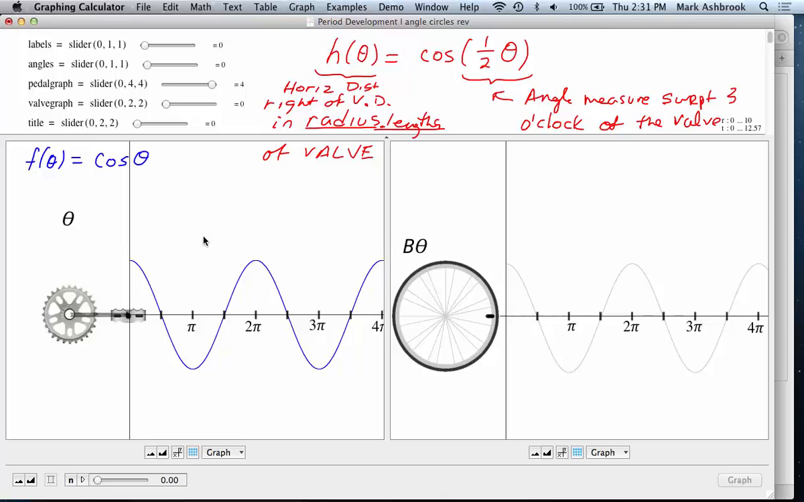Somebody new. Nadine, so when I rotate that pedal, how does the tire valve rotate relative to how I rotate the pedal? Half as much, right? It goes half as much. It goes half as far. So when I turn on this valve graph, so now when I turn this pedal, this over here in red is going to plot our H function, our tire valve. And what's that going to look like?